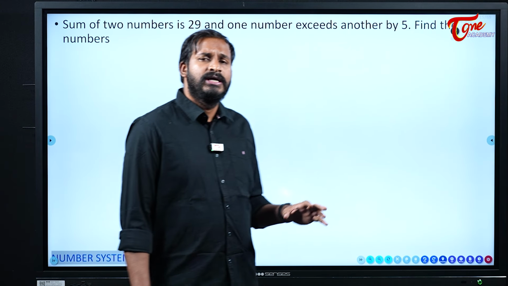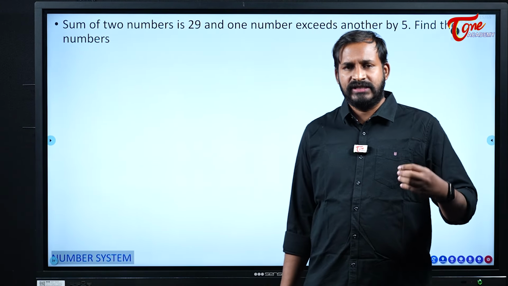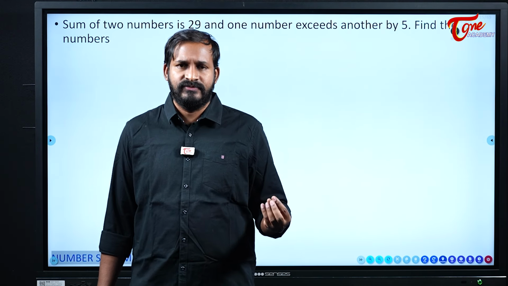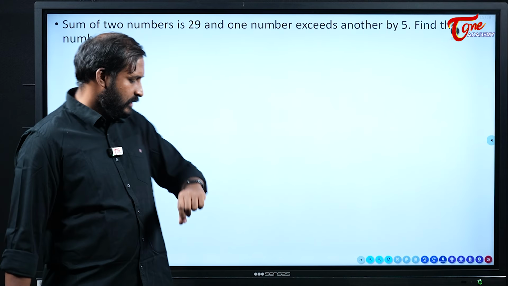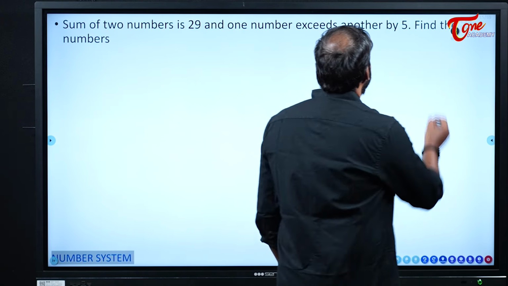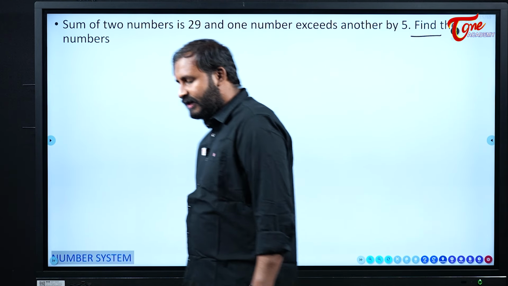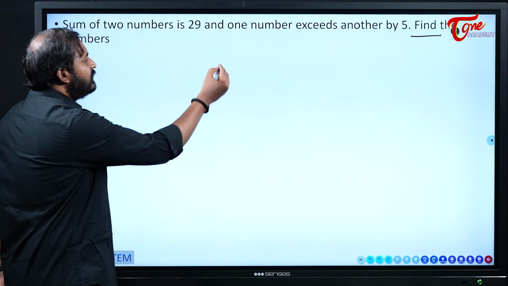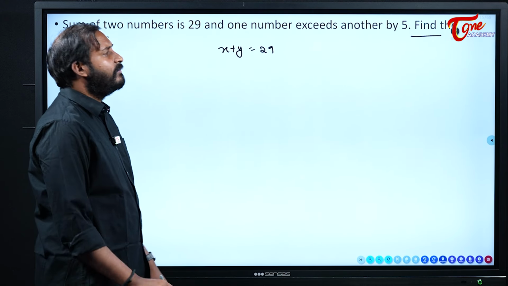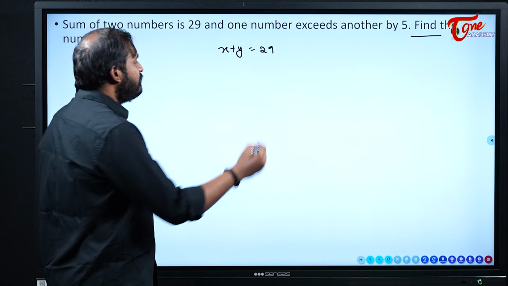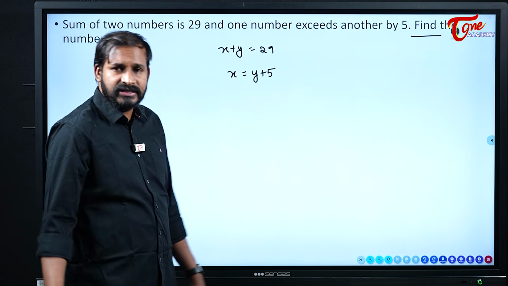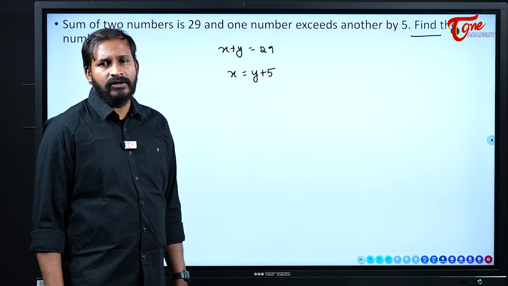Now, we will solve some of the basic questions which were asked in some other examinations, as well as see some of the questions based on these divisibility rules. Right. Now, see here, sum of two numbers is 29 and one number exceeds another by 5. Find the numbers. Let us assume that the two numbers are x and y. So, x plus y is equal to 29 and one number exceeds another by 5. That means I can write x is equal to y plus 5. X is the bigger number among these two.